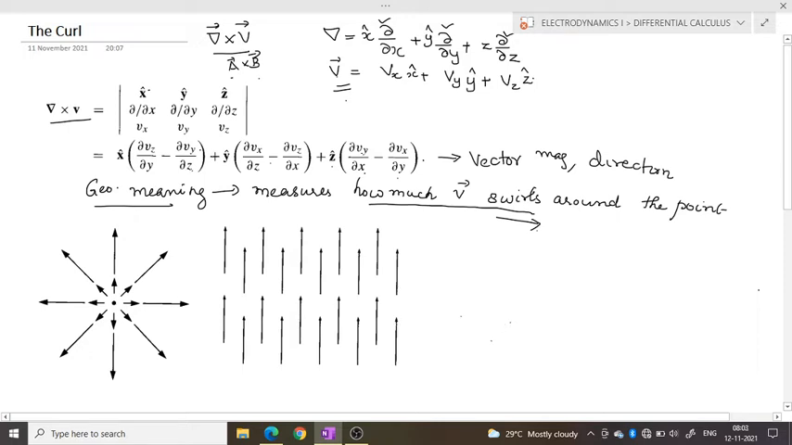Now let us find the curl of figure 1. For this figure, the expression for vector v is x x plus y y plus z z. You can find that the curl of this function, let it be Va, is 0. Similarly, for this other function there is no curling around, and del cross Vb is also equal to 0.